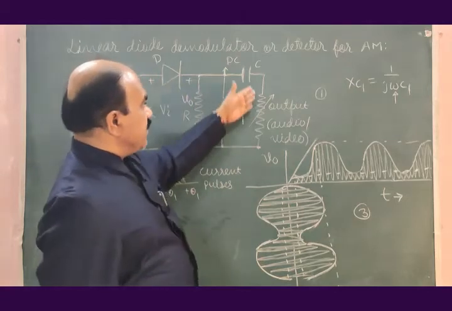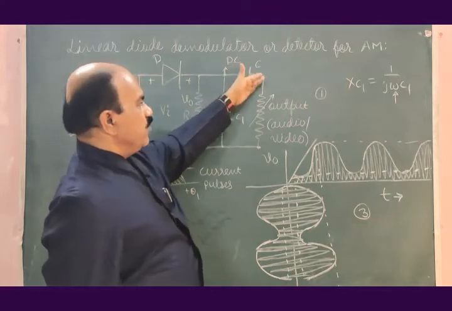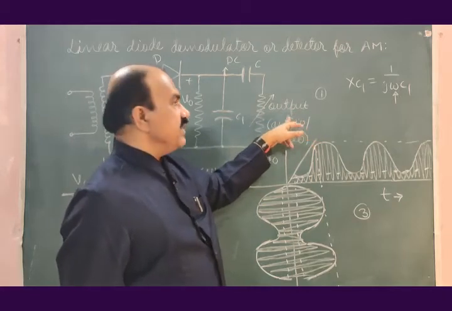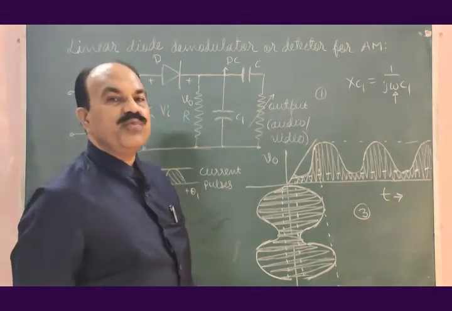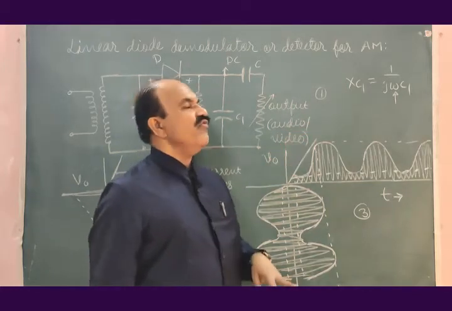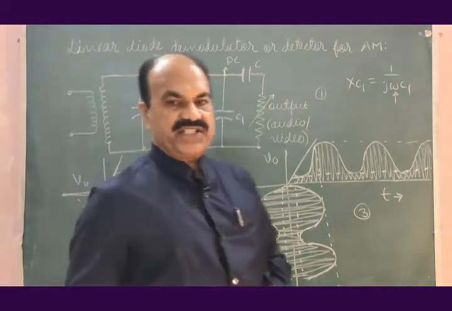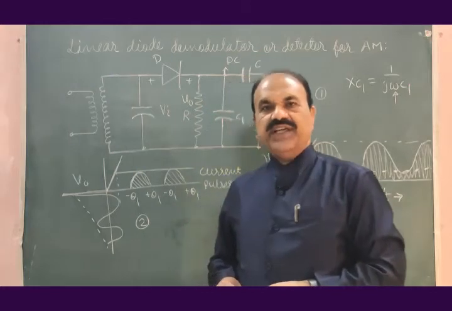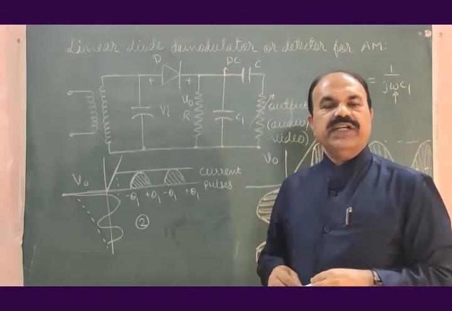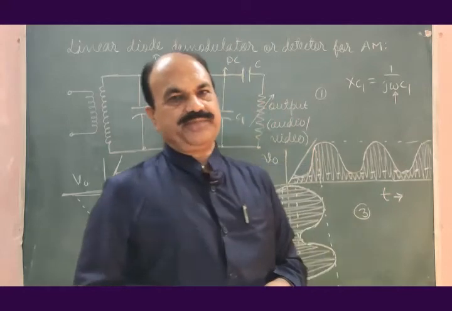So this is continued. This capacitor also allows the modulating voltage to pass to the output, and here we will get demodulated output. This demodulated output may be audio information or video information. This is the theoretical description of linear diode demodulator or detector for amplitude modulation.